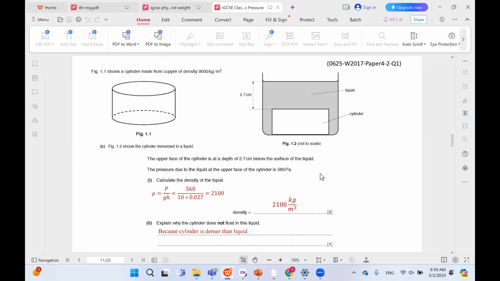Explain why the cylinder does not float in this liquid. Of course, if it does not float, this just means that it is denser than the liquid. And this does make sense because we are given that the density is 9,000. The density of the cylinder is 9,000, and the density of the liquid was calculated as 2,100. So of course, the cylinder is denser than the liquid, so it will not float inside.